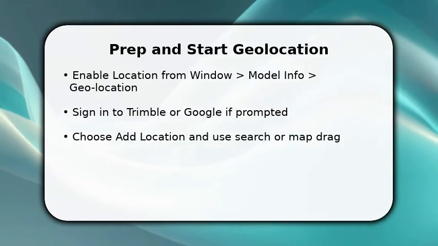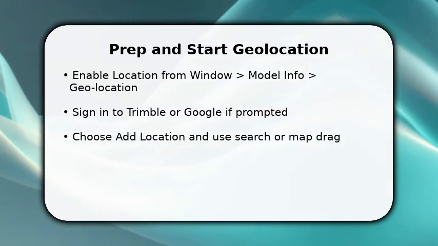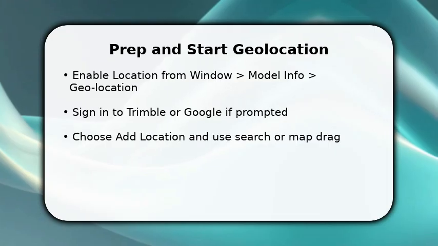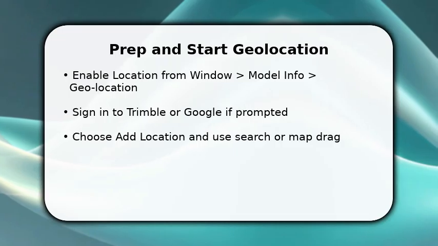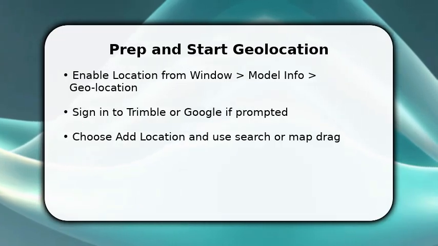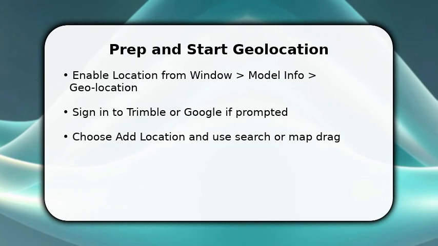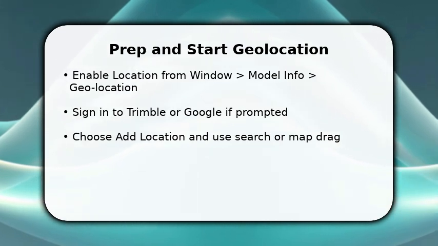Next, use Add Location and type an address or drag the map to the area you need, zooming to the precision required. Make sure to select a rectangular capture around your site before importing. This creates an accurate terrain snapshot you can place directly into your model.